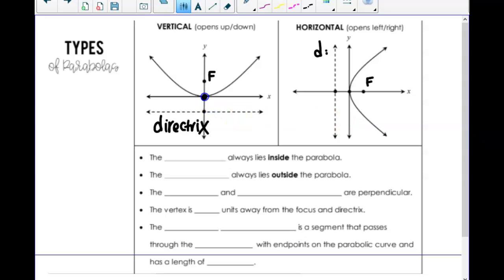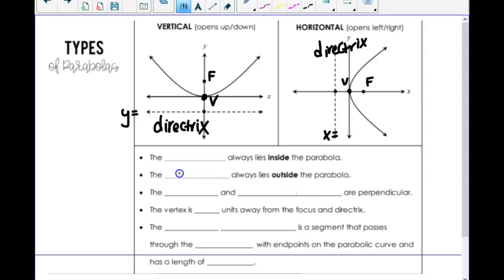The vertex we're used to, that's where it changes the bend right here, right? I'm going to write next to this that this would be a y equals equation, and this directrix would be a vertical line, so it would be an x equals equation, okay? That might help some of you later.